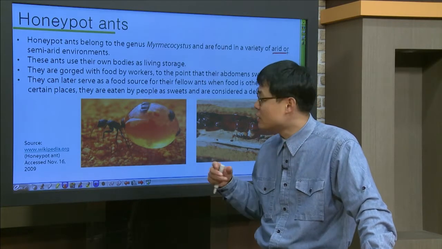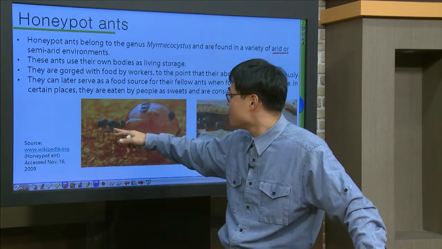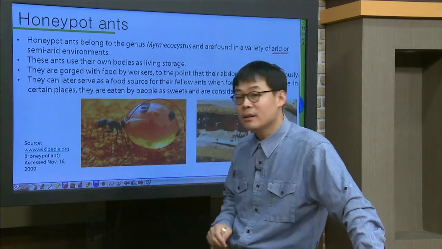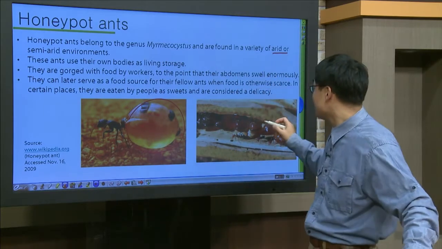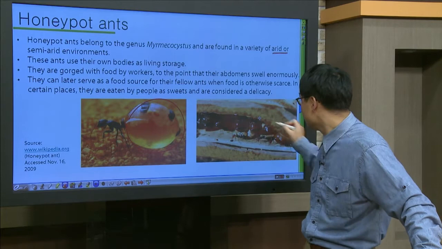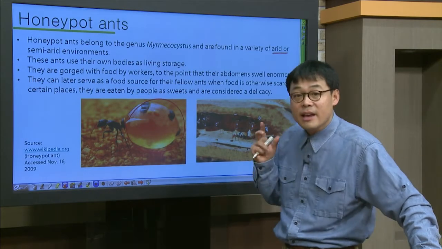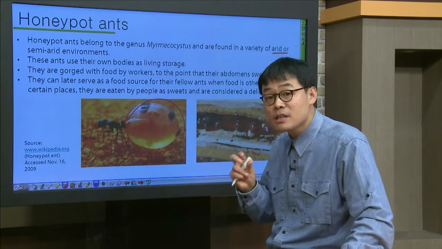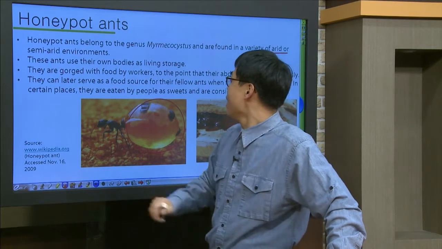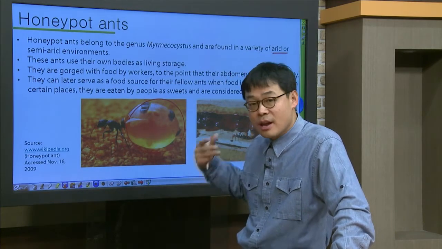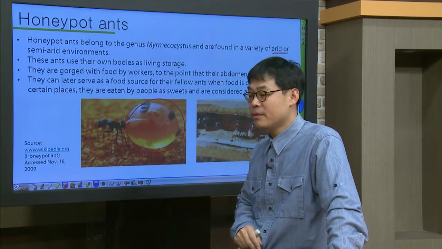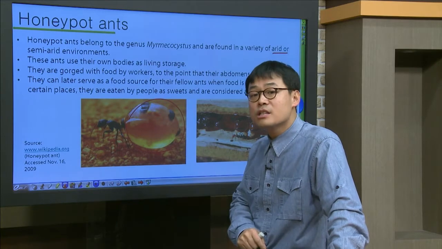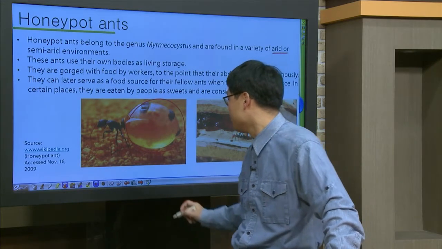So what they do is gorge some workers, like this one, to the point that their abdomen is swollen like this. Then they hang over the ceilings like this. So basically, they are living storage for the rest of their life, and they regurgitate when the bad times come for other workers. This is an example of extreme altruistic behavior in Hymenoptera.